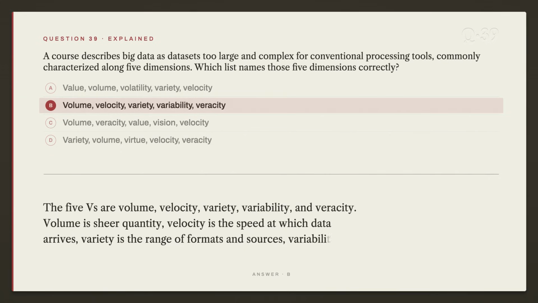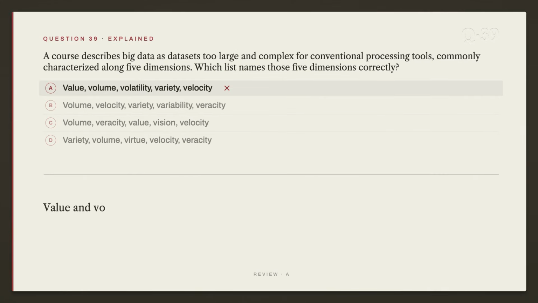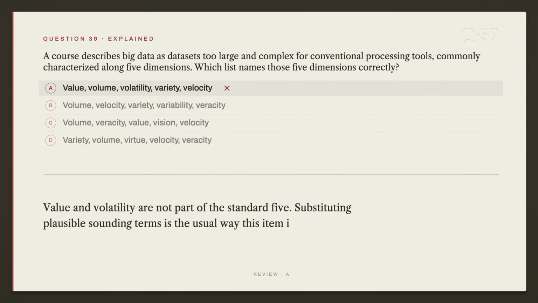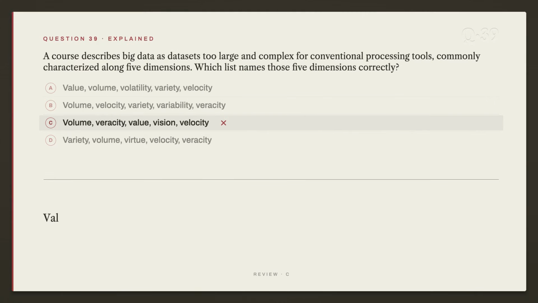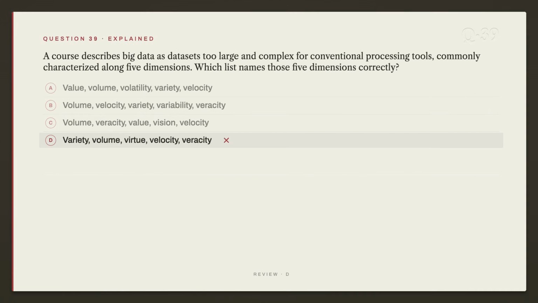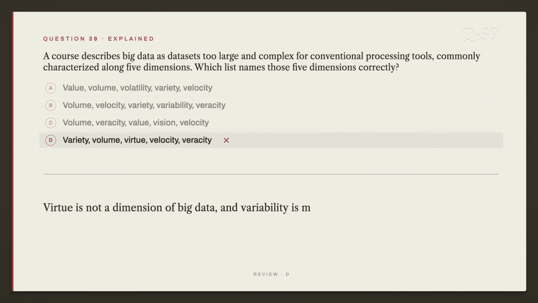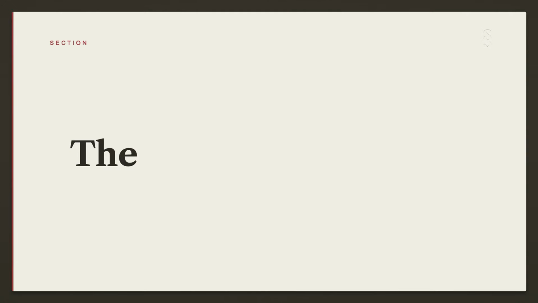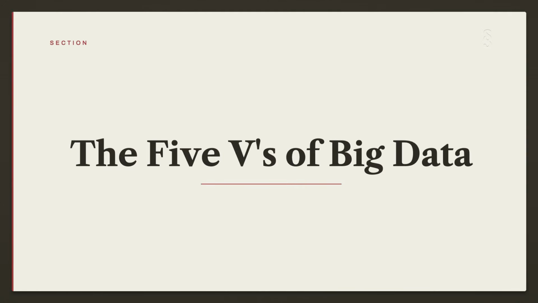A is wrong because value and volatility are not part of the standard 5. Substituting plausible sounding terms is the usual way this item is made difficult. C is wrong because value and vision are not among the 5 dimensions, and this list drops both variety and variability. Only 3 of the 5 appear. D is wrong because virtue is not a dimension of big data and variability is missing entirely. The wording is built to look familiar without being correct. Big data isn't just a lot of data.